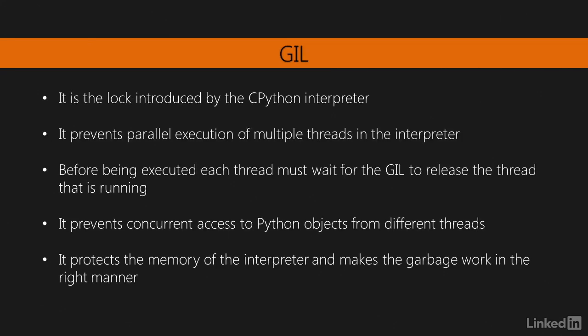The GIL, as described in the previous section, is the lock introduced by the CPython interpreter. The GIL prevents parallel execution of multiple threads in the interpreter. Before being executed, each thread must wait for the GIL to be released by the thread that is running. In fact, the interpreter forces the executing thread to acquire the GIL before it accesses anything on the interpreter itself, such as the stack and instances of Python objects. This is precisely the purpose of the GIL. It prevents concurrent access to Python objects from different threads. The GIL then protects the memory of the interpreter and makes the garbage collection work in the right manner.